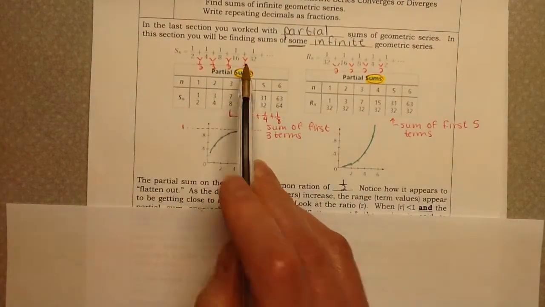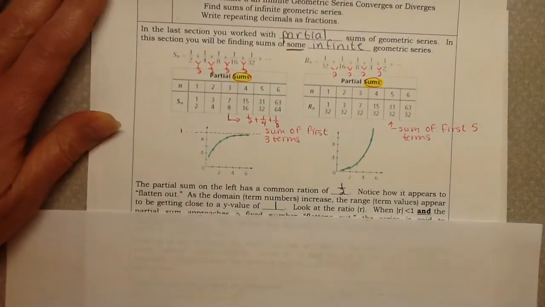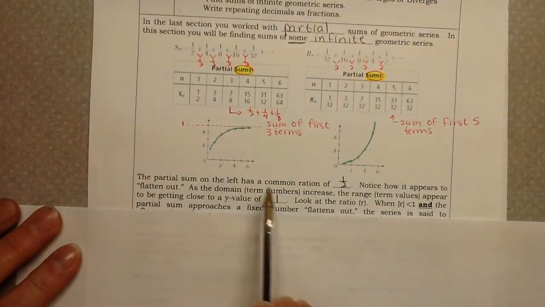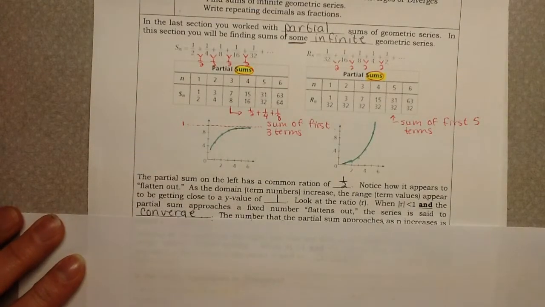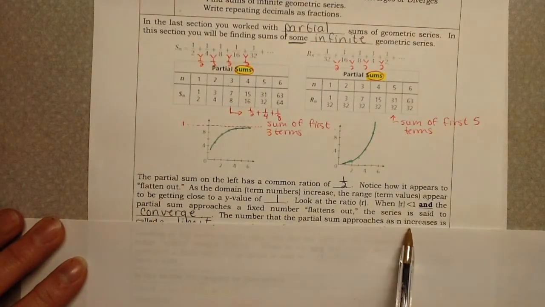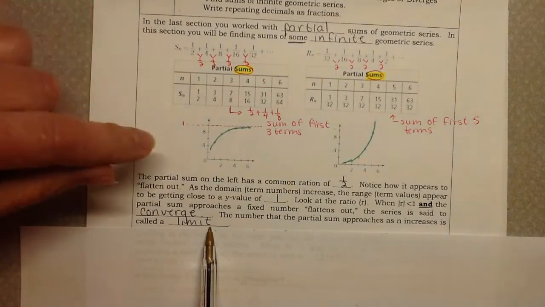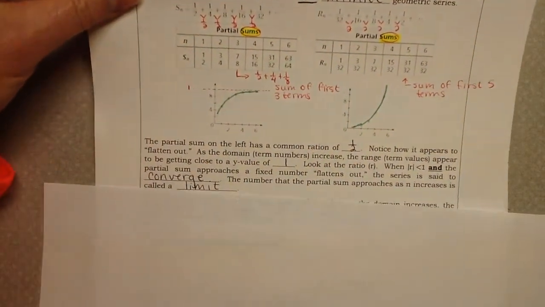So look at the ratio. The ratio is 1/2. When the absolute value of the ratio is less than 1, and you have to take the absolute value, so if you have a ratio of negative 3/4, it's still going to be less than 1 when we take the absolute value. So when the absolute value of your ratio is less than 1 and the partial sum approaches a fixed number, and I kind of say flattens out, so it's approaching 1, the series is said to converge. The number that the partial sum approaches as n increases is called the limit, and you'll work more with that next year and in calculus. So just know that it's approaching its limit, or the limit.